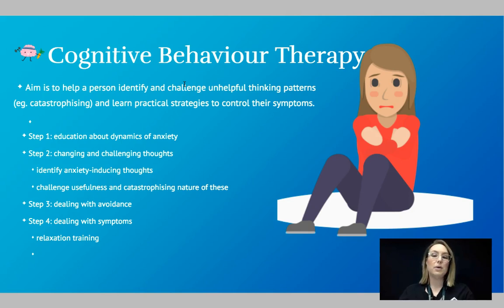Okay. Now, step one in cognitive behaviour therapy involves really teaching and educating the person about anxiety, really trying to help them understand their condition. Step two is about trying to change and challenge those unhelpful thoughts. So it's their anxiety-inducing thoughts, and also really looking at those thoughts and thinking about how useful are they? Are they catastrophized thoughts? Really unpacking them in a critical way.